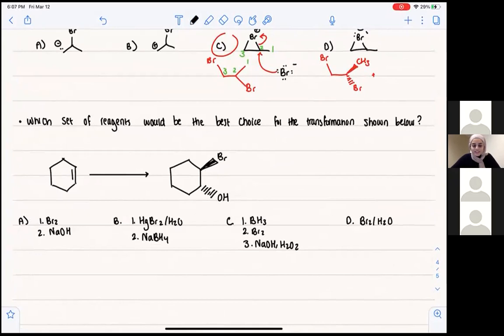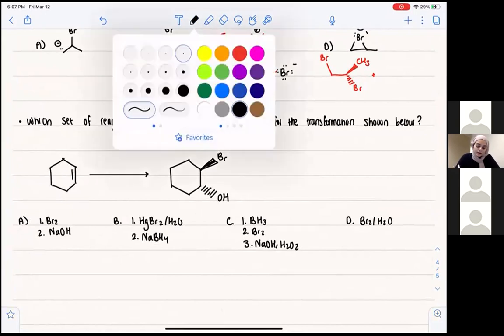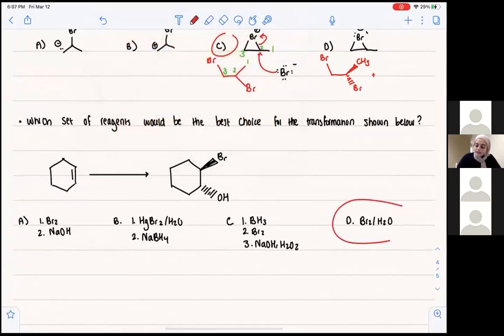We have a vote for D, another vote for D, and a verbal vote for D. Congratulations, you all get a 100 on this question because the answer is D. A lot of these other ones are really just complicating it, and they wouldn't give that product. Yep, this is a halohydrin.